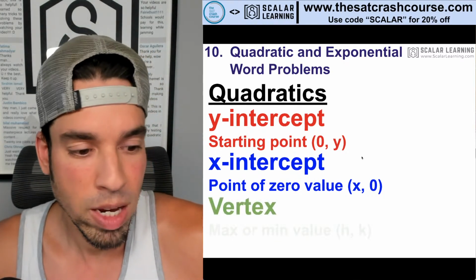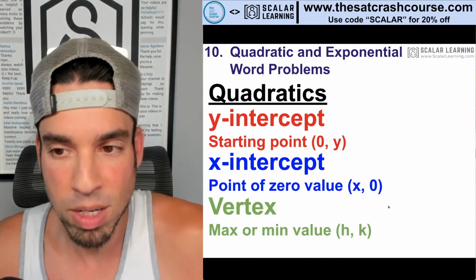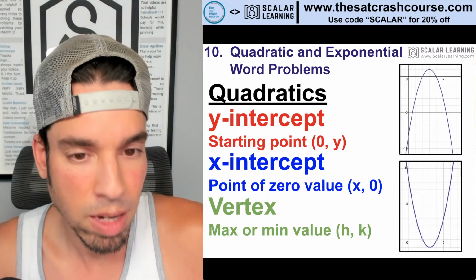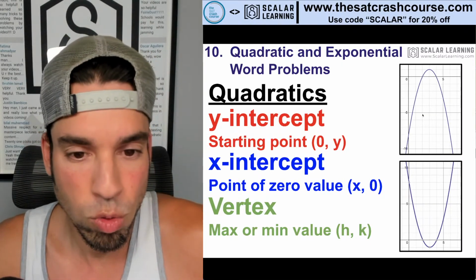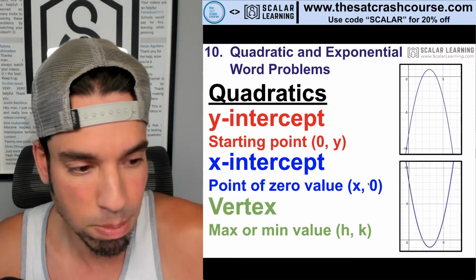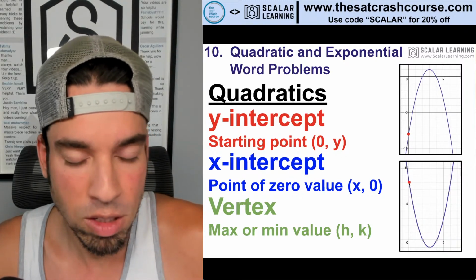And then the other thing is we have the vertex, which is the max or min value. Depending on if it's opening up or down, the vertex is either going to be a min or a max. Now we look at these graphs. These are 2 different quadratics. This one's opening down where it's a max. This is opening up where the vertex is a min. And again, just so you can see, here are y-intercepts in red, the starting values.